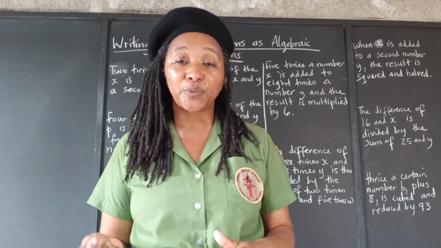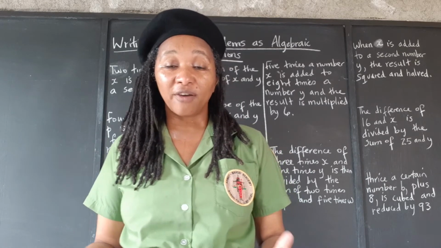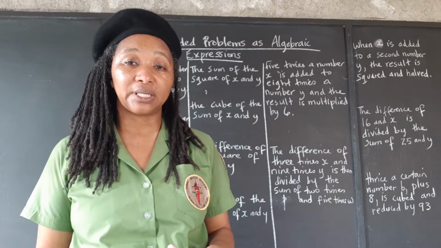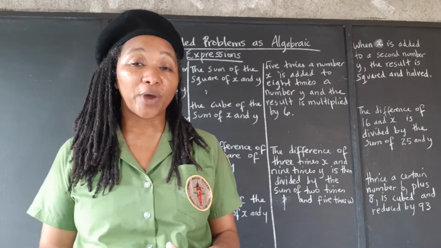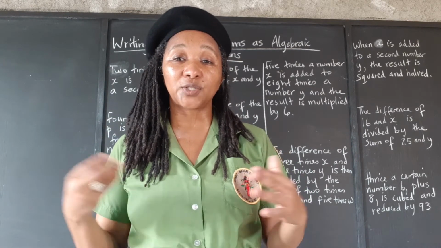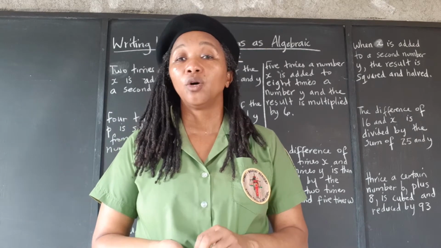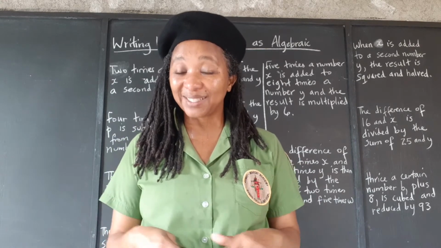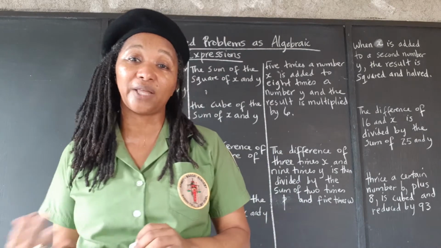What's the difference between saying the square of the sum of two numbers and the sum of the square of two numbers? Or the difference of the square or the square of the difference? Completely different things we're talking about. So we're going to look at those as well.